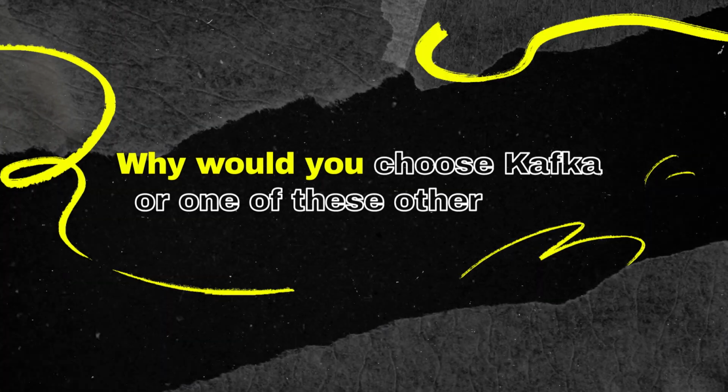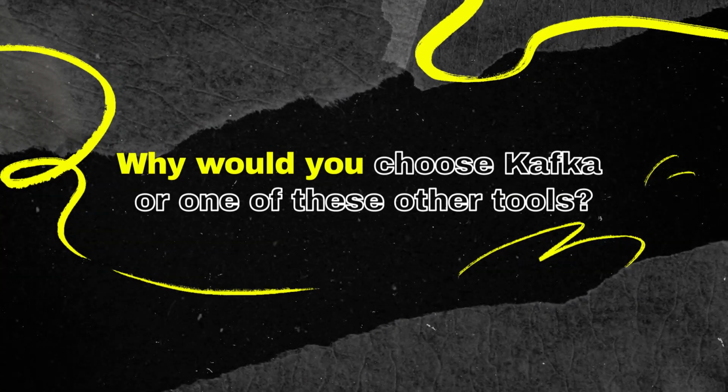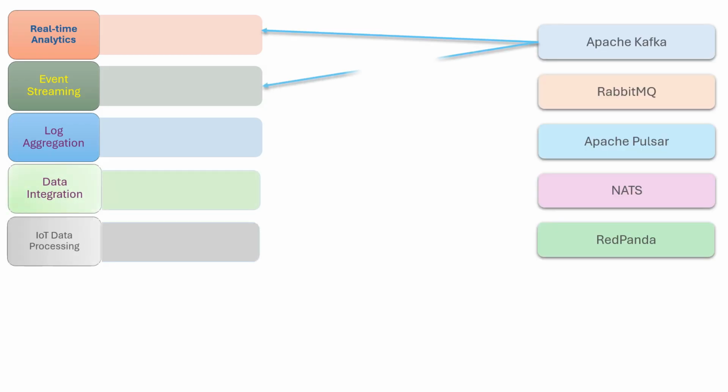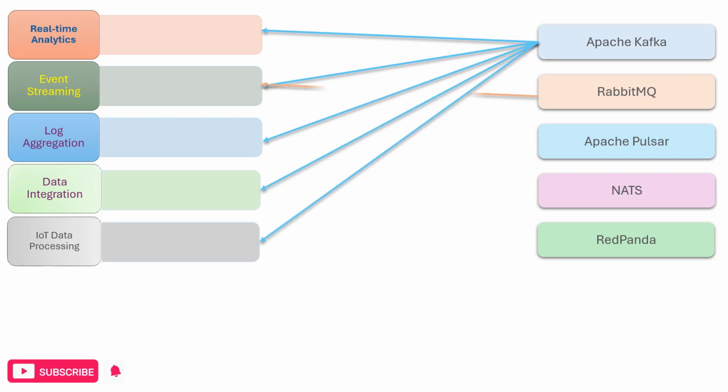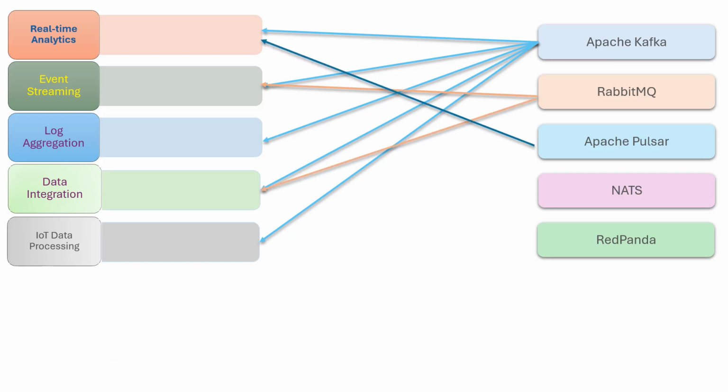Why use these tools? Why would you choose Kafka or one of these other tools? Well, they're all used for things like real-time analytics, event streaming, data integration, and log aggregation. For example, if you're a company tracking user behavior on your app, you might use Kafka to stream that data to your analytics team in real time. Or, if you're building a system where different parts need to communicate instantly, like in financial trading, you might opt for a tool like NATS or RabbitMQ.